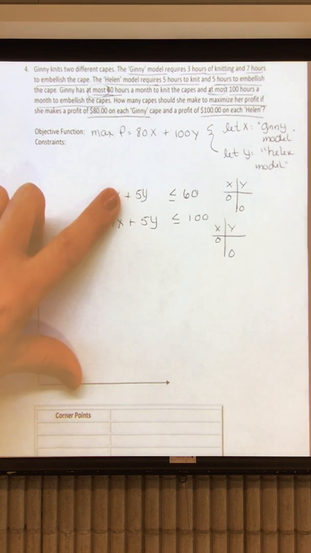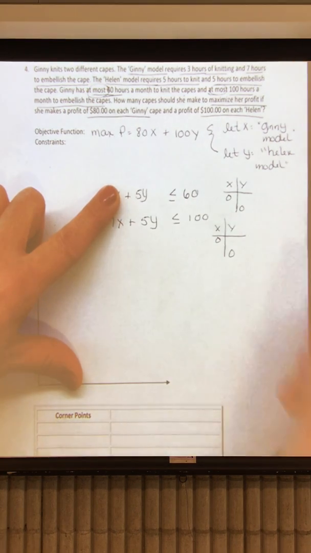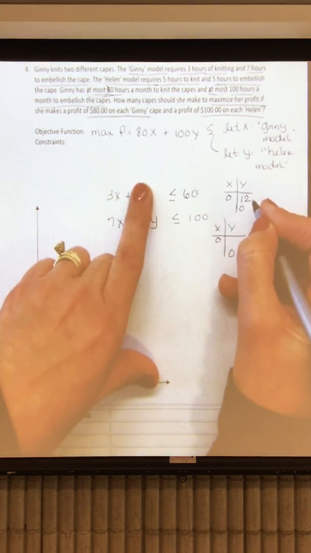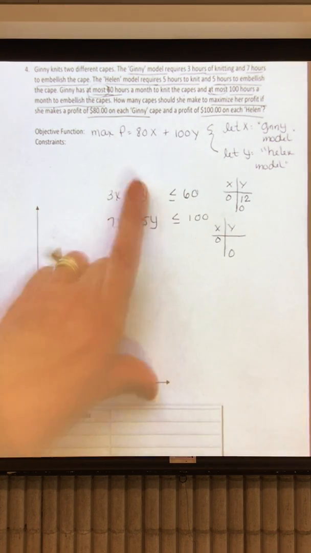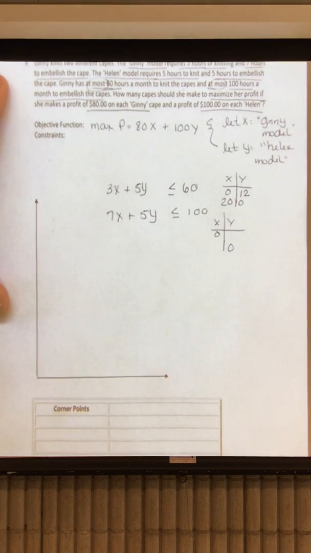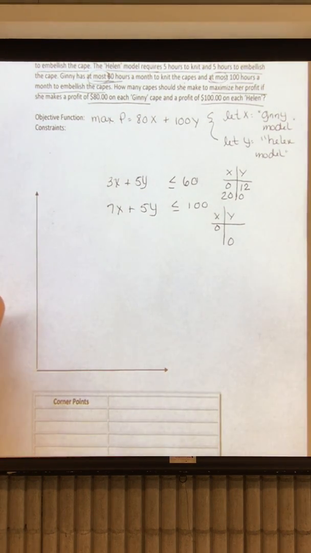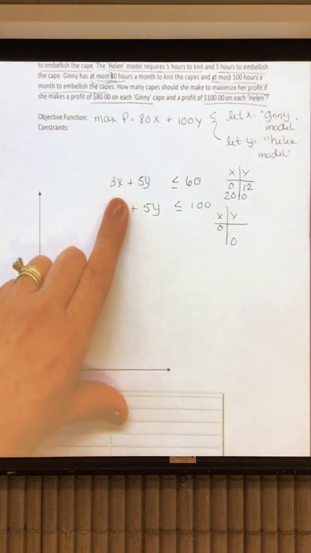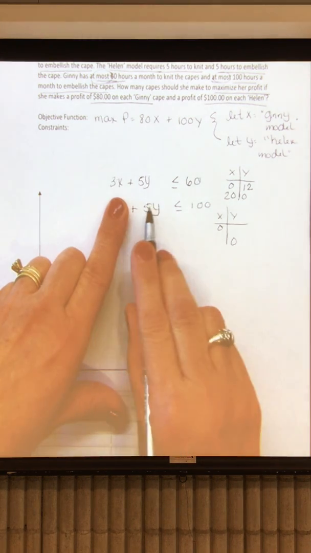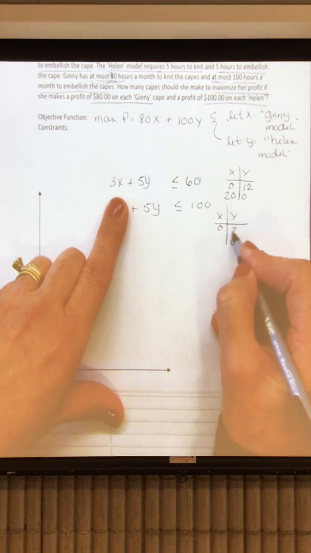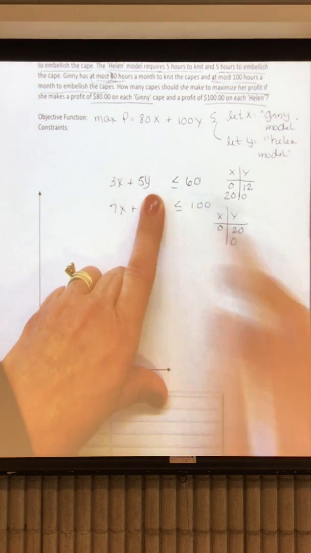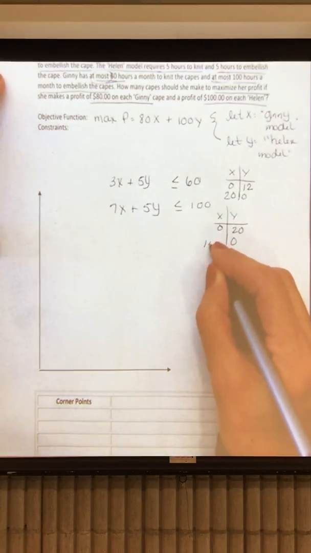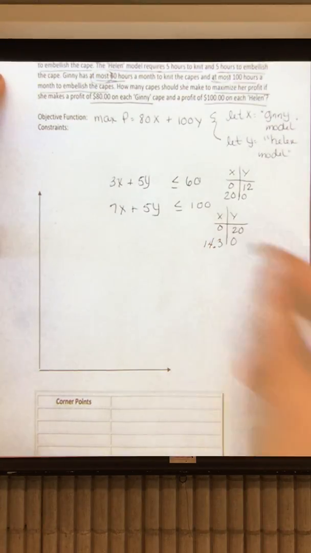Here we let x equal 0. When x equals 0, we have 60 divided by 5, which is 12. And here we let y equal 0. 60 divided by 3 is 20. We do the same to our second inequality. When x is equal to 0, we have 100 divided by 5, and that is 20. And then when y is 0, we have 100 divided by 7, and that is approximately 14.3.